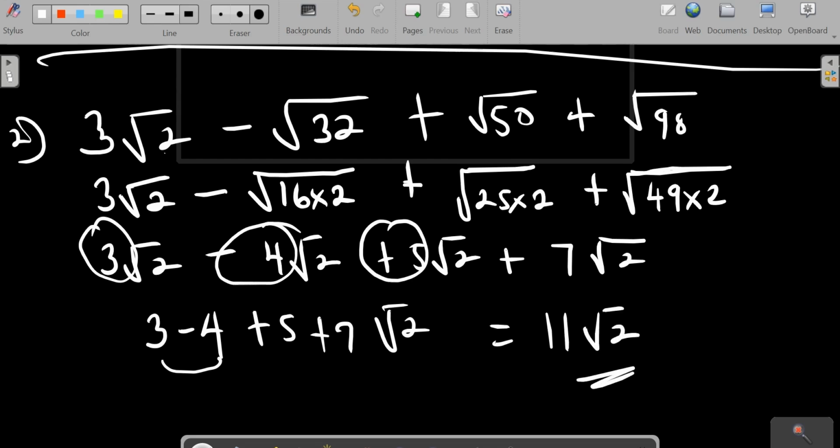So do not forget that a surd is a square root that cannot be simplified into a whole number. And when you are adding and subtracting surds, know that you can only add or subtract similar surds. And if you don't have similar surds, always try to break the surds into simpler ones. Then you can have your similar surds.